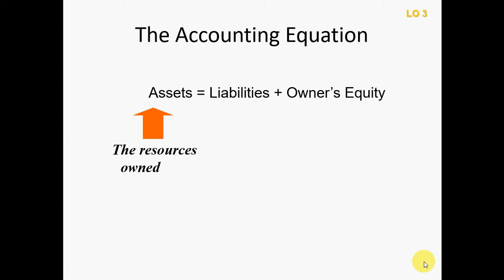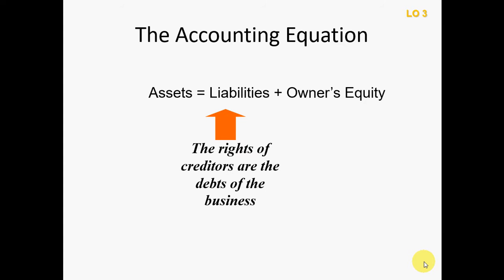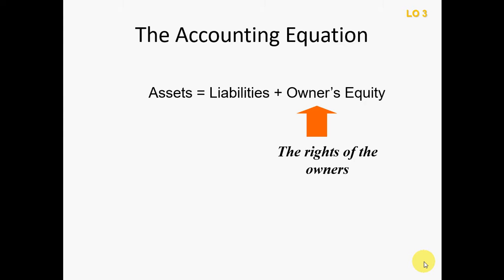So if assets increase, the resources owned by the business increase. Where has that come from? Either it has been financed through a liability, an amount which has been borrowed. The rights of the creditors are the debt of the organization, जिसको हम उधार भी कहते हैं. And then we have owner's equity, that is the right of owners. This is the amount which owners have invested in the business organization.